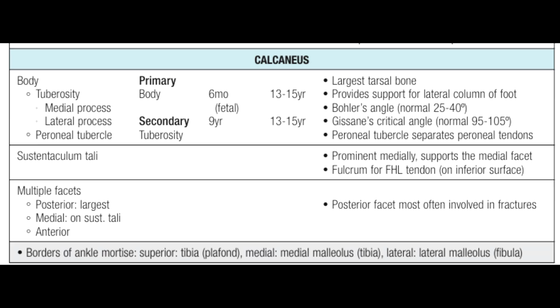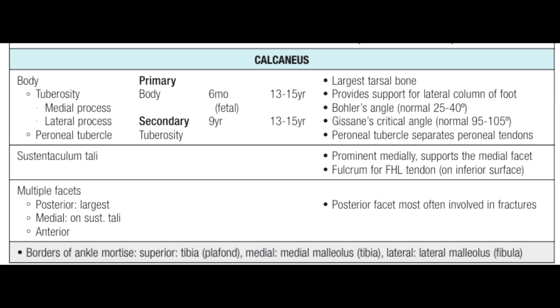Moving to the calcaneus, this is the largest tarsal bone and the foundation of the hindfoot. Ossification begins as early as 6 months in fetal life, with secondary centers such as the calcaneal tuberosity appearing around 9 years and fusing between 13 and 15 years. Clinically, the calcaneus is notable for several radiographic landmarks. For example, Böhler's angle, normally between 25 and 40 degrees, is reduced in calcaneal fractures. Similarly, the critical angle of Gissane is used to evaluate deformity of the posterior facet.